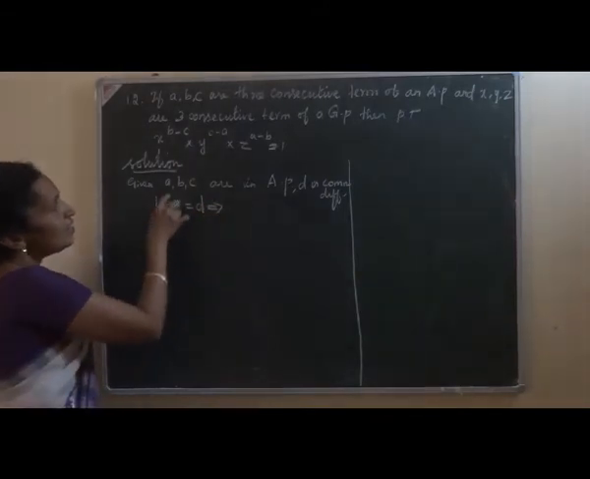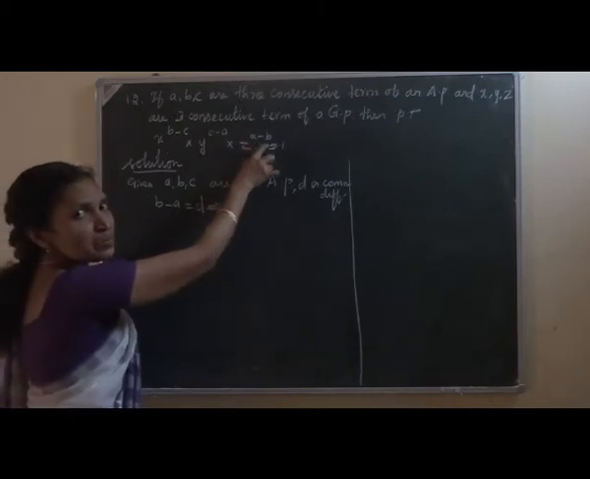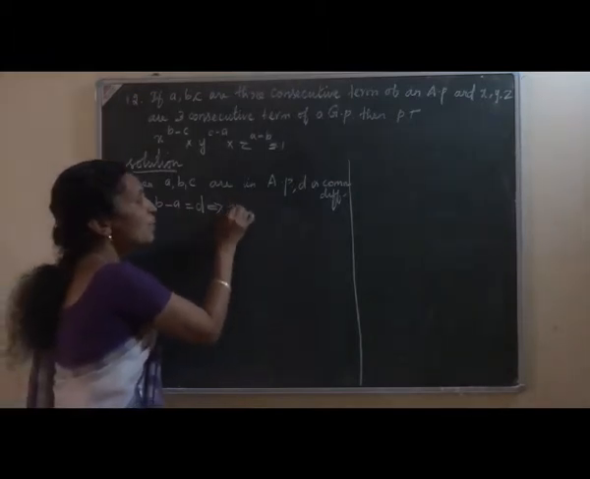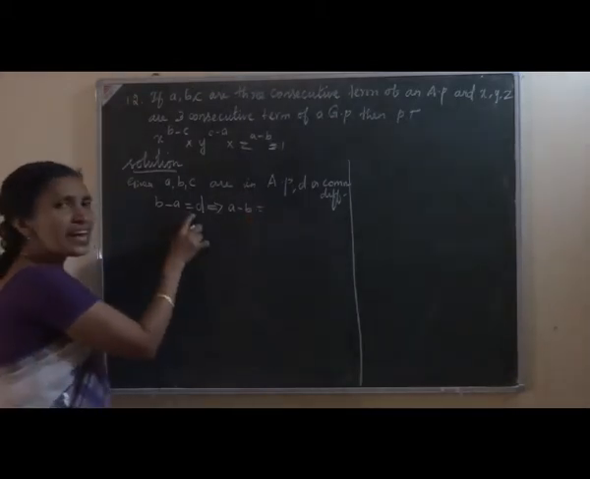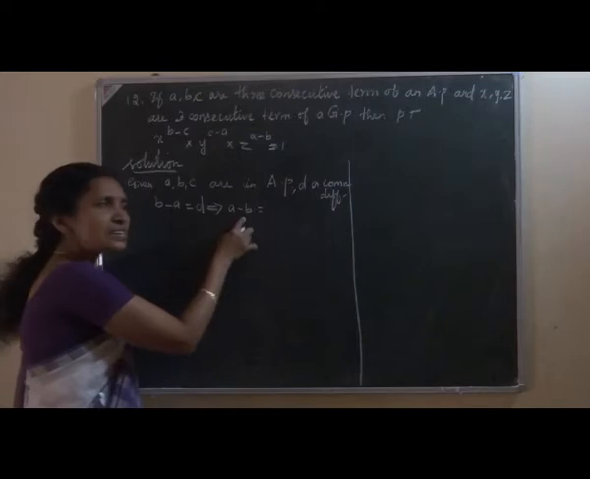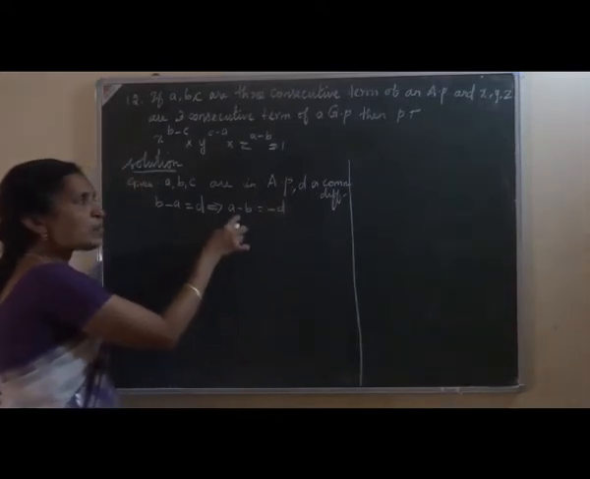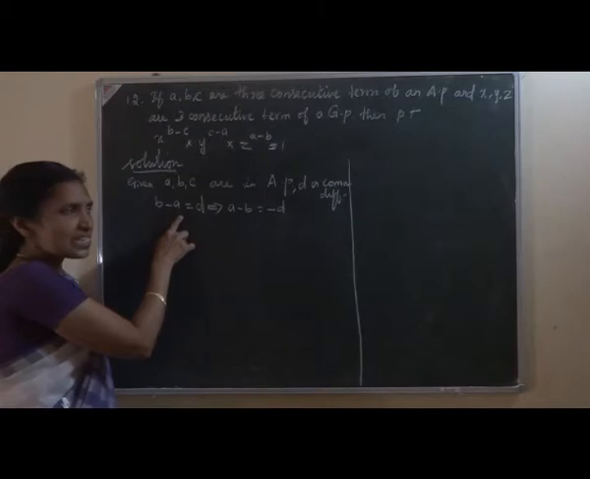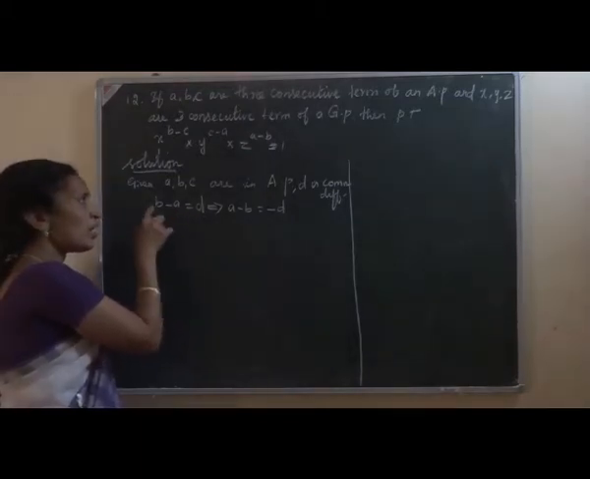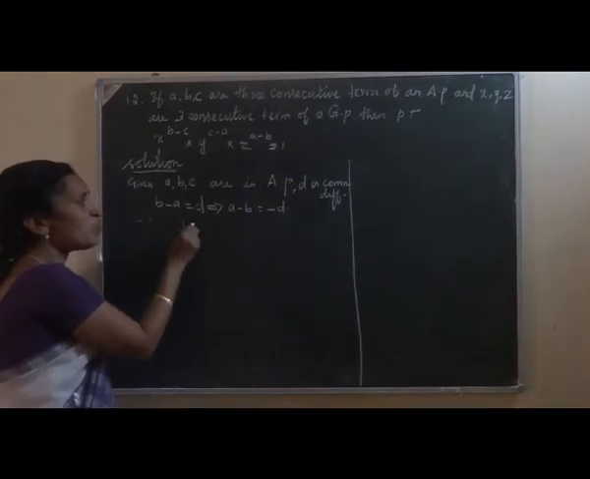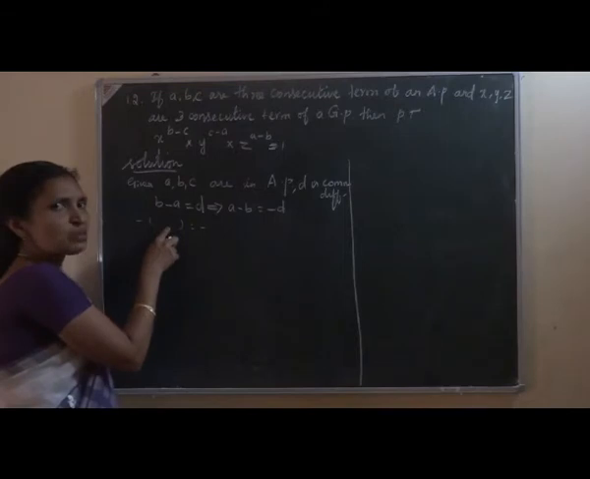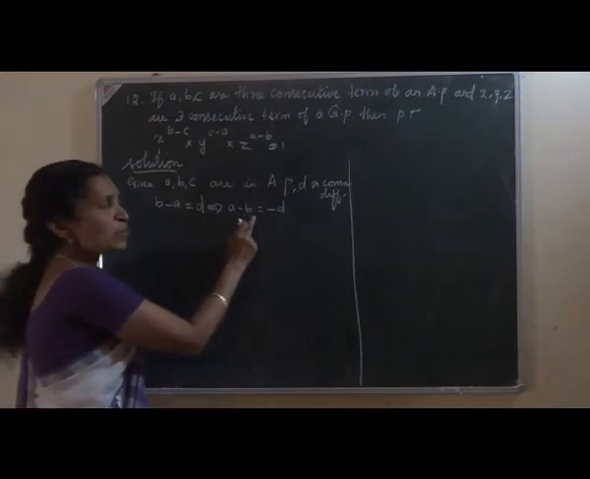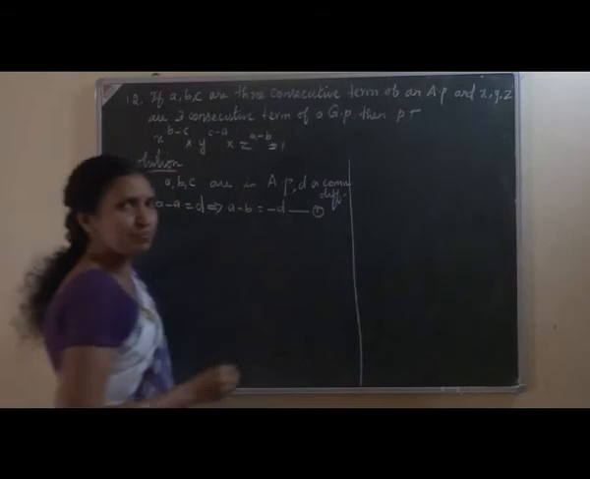In this question, A minus B is there, so I change this B minus A as A minus B. B minus A is D, so A minus B is minus D. When you multiply by negative on both sides, you will get A minus B equal to minus D. Clear, students? So B minus A is D implies A minus B equal to minus D. That is equation 1.